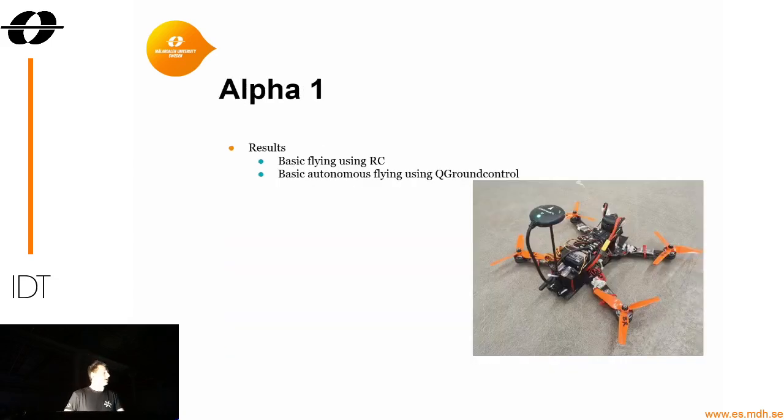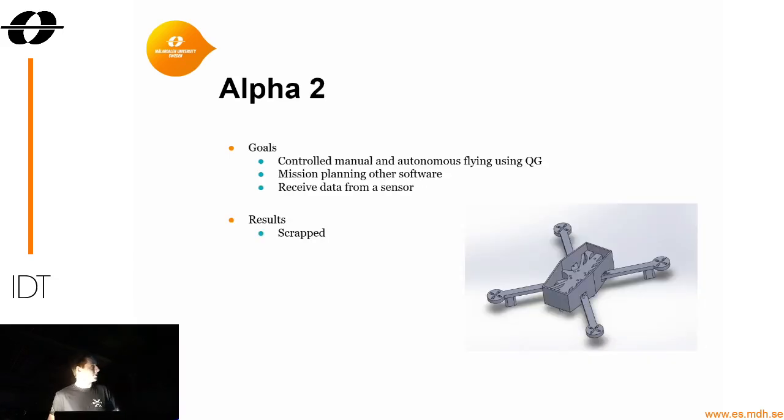For the first drone that we did, we call it Alpha 1, which was a small concept one where we got to know the PixOC and how to develop a drone, where we used the RC controller to fly it manually, but we also did some very simple missions using QGroundControl. Our second drone that we were going to develop was Alpha 2, which was going to be bigger, but we had one simple problem, that it was not big enough, so we had to scrap this one.